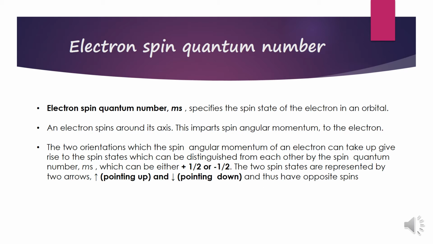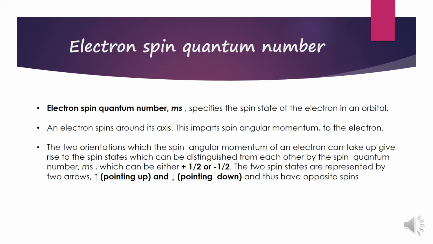Electron spin quantum number. Electron spin quantum number is denoted by ms. It specifies the spin state of an electron in an orbital. An electron spins around its axis, and this imparts spin angular momentum to the electron. The two orientations which the spin angular momentum of an electron can take up give rise to the spin states, which can be distinguished from each other by spin quantum number.